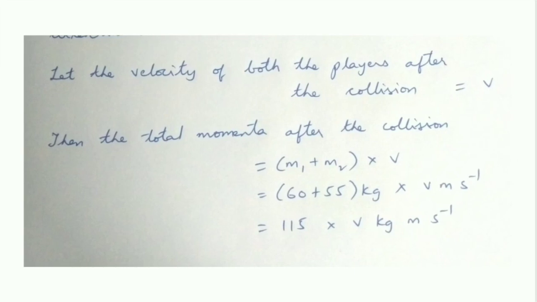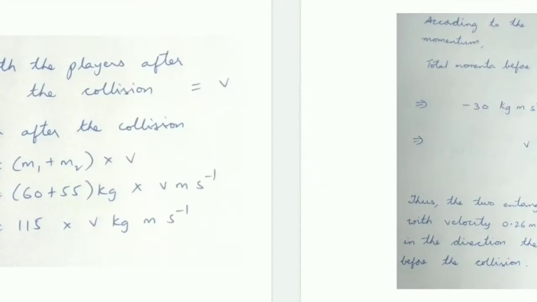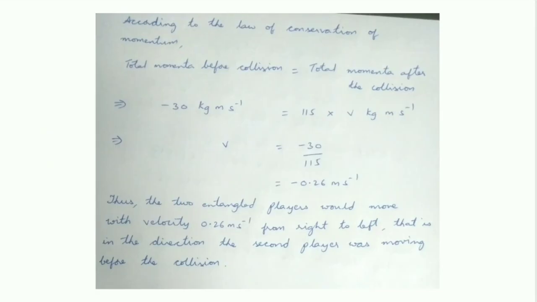Let the velocity of both the players after the collision equal v. Then the total momenta after the collision is given by (m1 plus m2) into v, that is equal to (60 plus 55) kgs into v meters per second. And this equals 115 into v kg meters per second. According to the law of conservation of momentum, total momenta before collision is equal to total momenta after the collision.